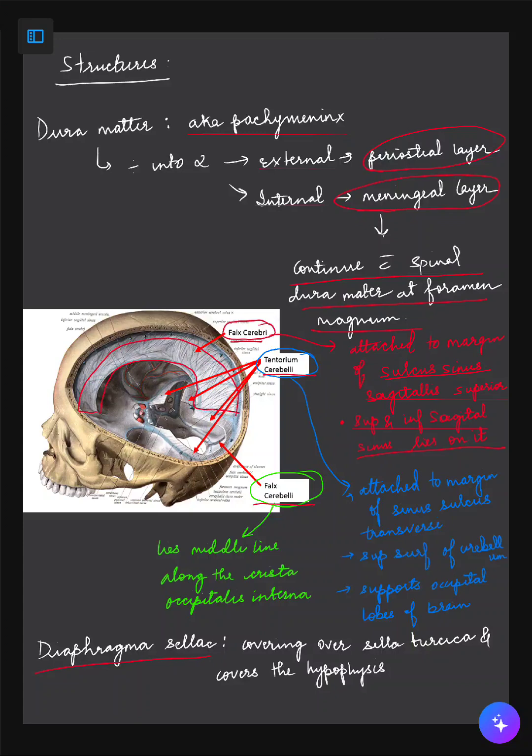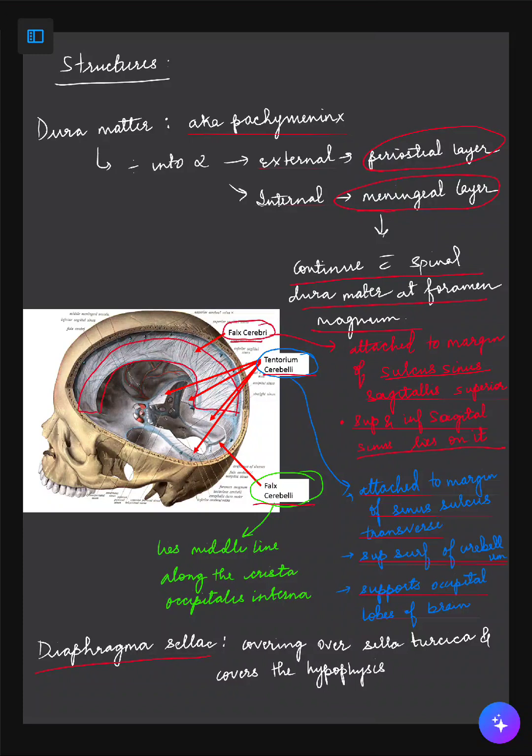Next is tentorium cerebelli. Tentorium cerebelli is attached to the margin of the sulcus of the transverse sinus. The superior surface of the cerebellum supports the occipital lobes of the brain. See, it covers the superior surface of the cerebellum and it supports the occipital lobe of the brain.